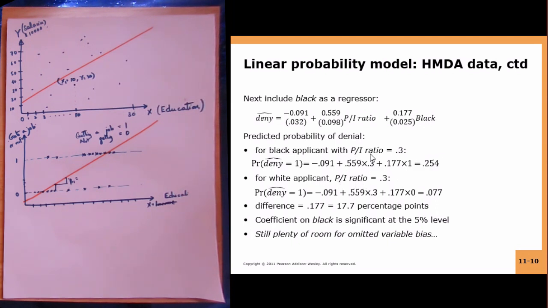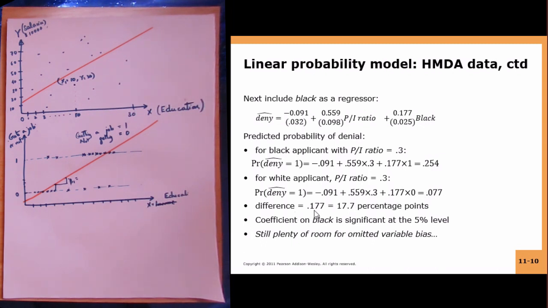Now you keep PI ratio constant at 0.3, and you look at the probability of denial for a person who is not black, not necessarily a white person, but anyone who is not black. So here this PI ratio is kept constant at 0.3, and you substitute all the values, and you find that the probability of denial is 0.077. So if you were a black person, your probability of denial was 25.4%, and if you are not black, your probability of denial was 7.7%.